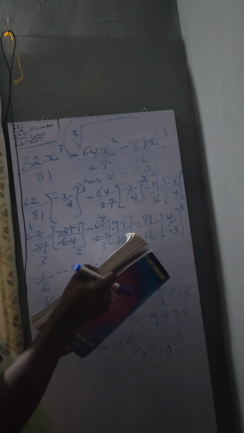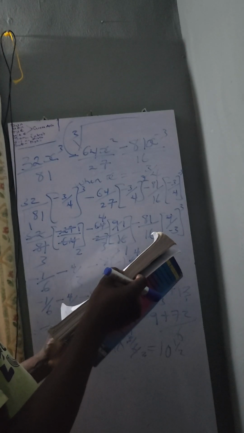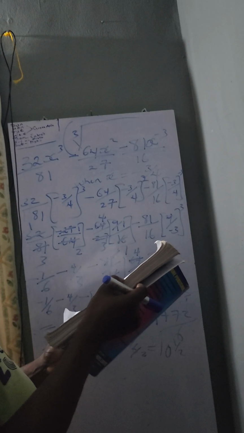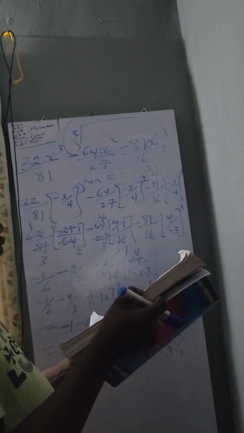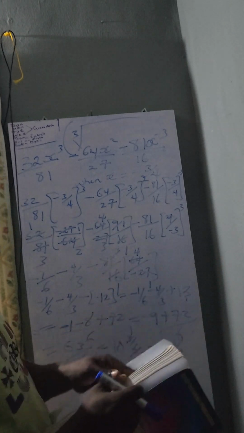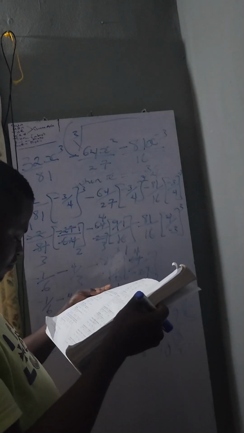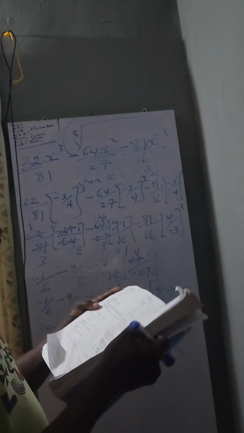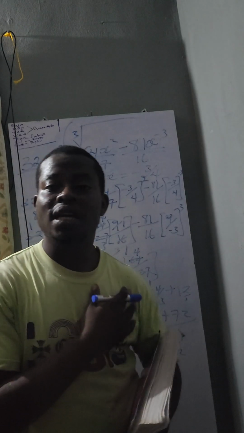Then the last but not the least: open bracket 0.8, close the bracket, raised to power 3, times open bracket 0.05, close the bracket, raised to power 2 over 0.3. You have to simplify it. The answer you have to get there is 0.004.